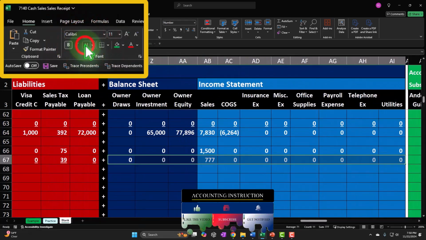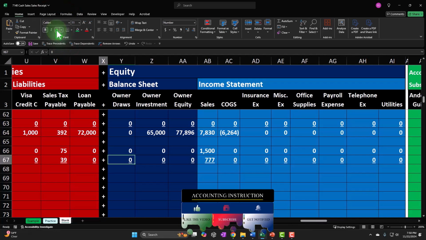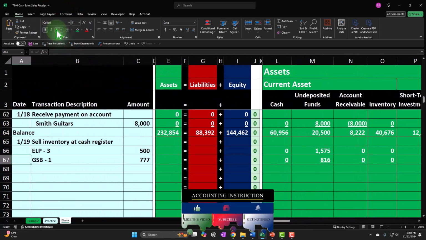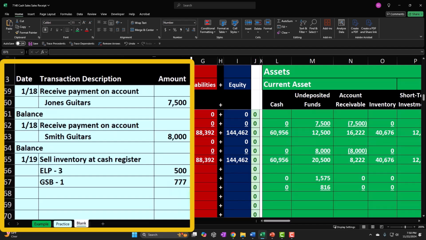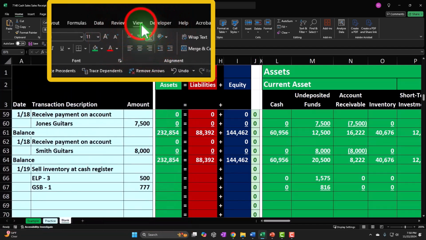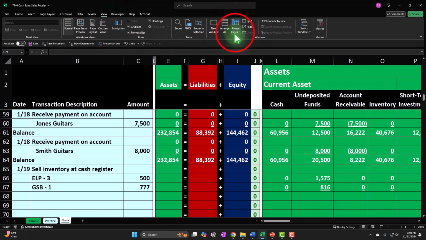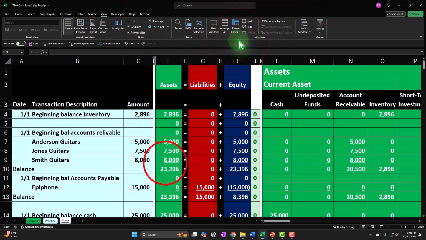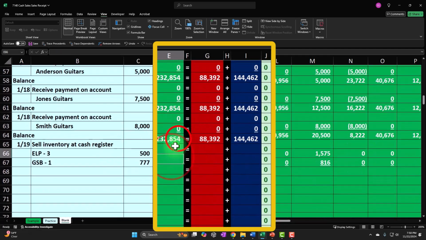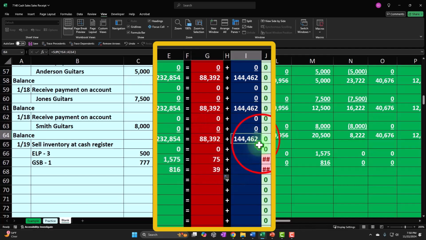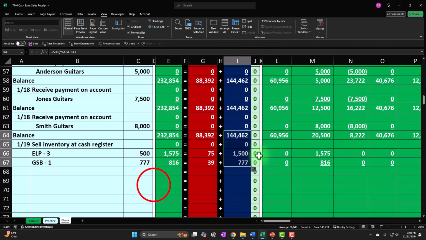I'm going to put some underlines. Okay, and so now let's record the inventory side of things. So let's go to the View tab and unfreeze the panes. And then, by the way, if I copy the formula down, I should still be in balance. So formula's copied down, copied down, copied down. We're back in balance. All right.